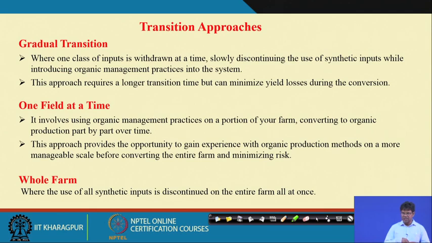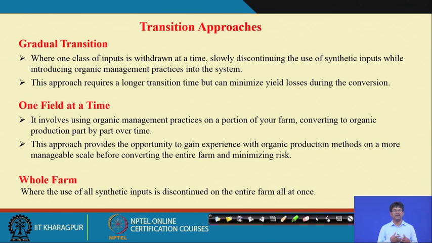And the transition approach, how we go for transition. One is called gradual transition, where one class of inputs is withdrawn at a time, slowly discontinuing the use of synthetic inputs while introducing organic management practices into the system. That means not fully withdrawing chemical fertilizers, especially as far as fertilizer is concerned.